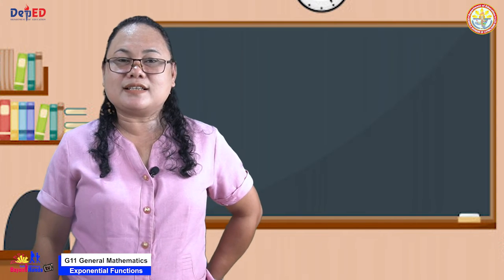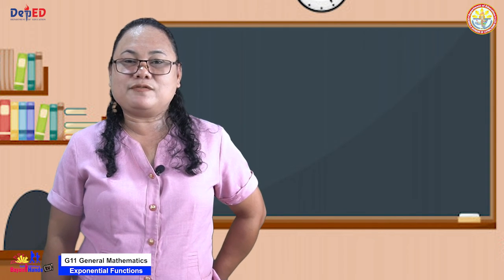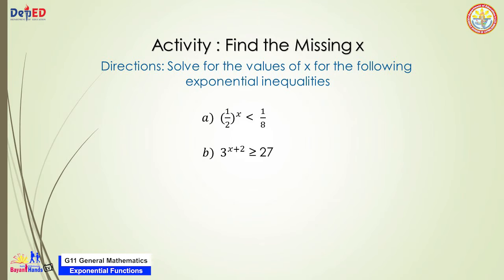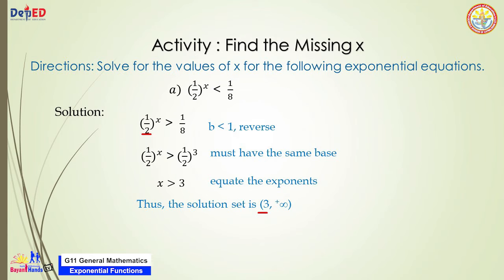How did you answer the activity? Please check if you've done it correctly. Let us answer letter A. From the second property of inequality, if b is greater than 0 but less than 1, the direction of the inequality is reversed. So, from less than sign, change it to greater than sign.